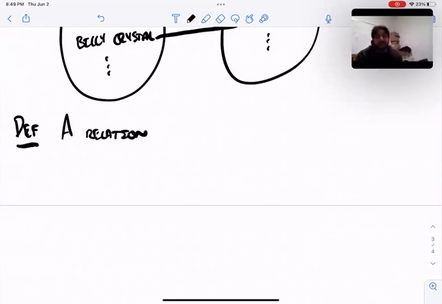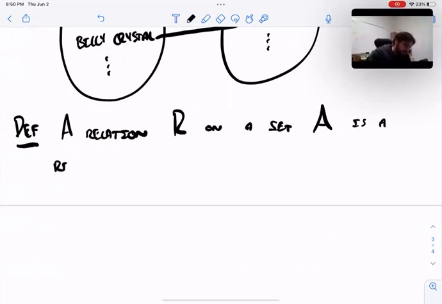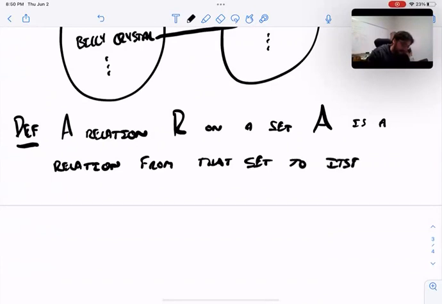Often we look at a very special case of relations where you relate a set to itself, right? This ends up being a very special, particular case of relations. So relation R on a set A. Notice I just specified just one set instead of two, right? So a relation on a set is a relation from that set to itself, which is to say, it's a subset of A cross A, right?